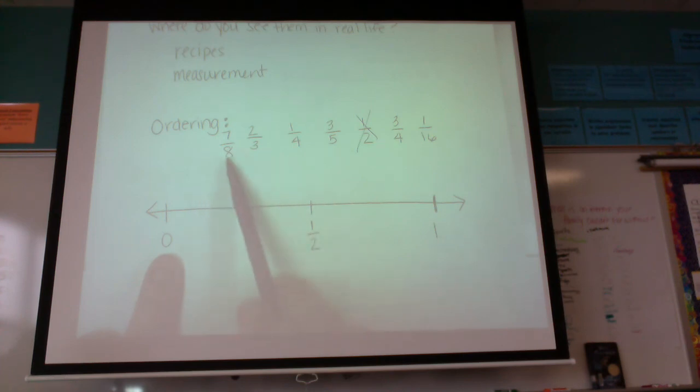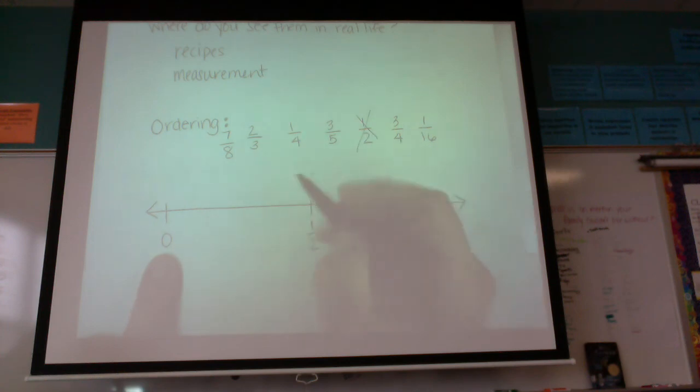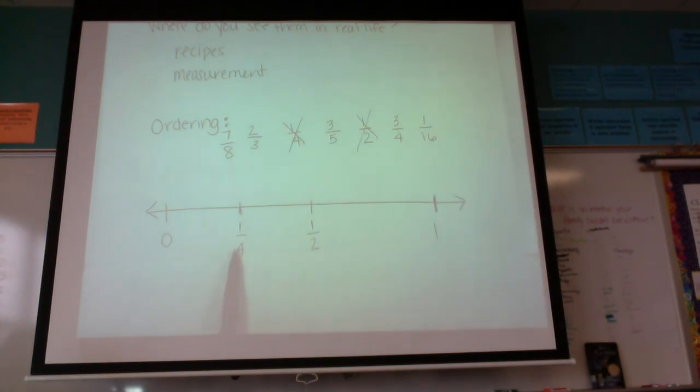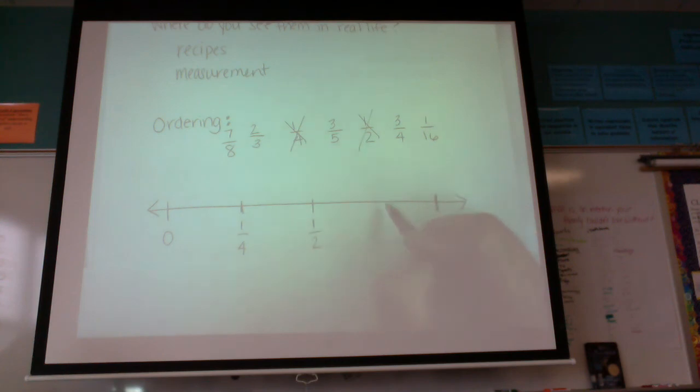Well, 7/8, I know it's going to be greater than a half because half of 8 is 4. So 7 is bigger than that, so that's going to be above. 2/3, half of 3 is 1.5. That's a 2, that's going to be above. 1/4, half of 4 is 2, that would be 1/2. So I know that 1/4 is halfway between 0 and a half, so I'm going to mark that in. 3/5, well, half of 5 is 2.5. Well, that's 3, so that's above. 3/4, I know 1/4 is here. That's 2/4, that's going to be 3/4 right about here.